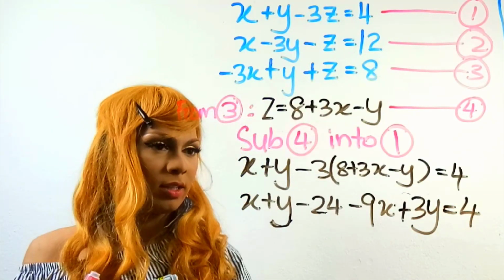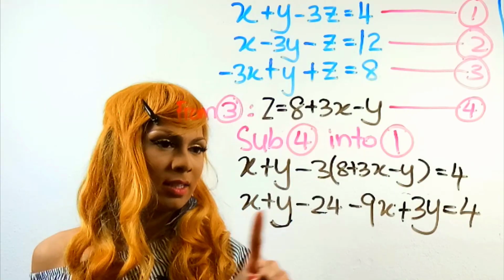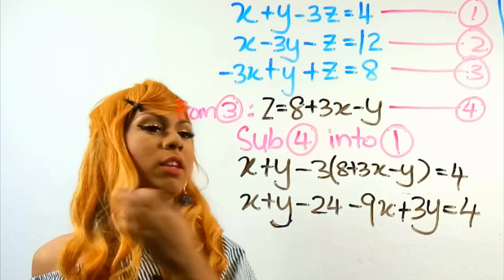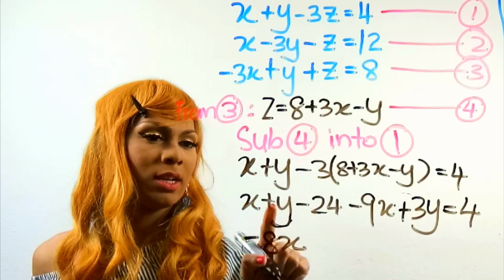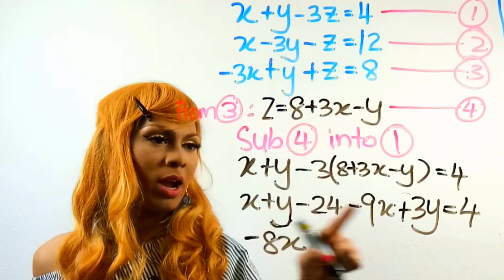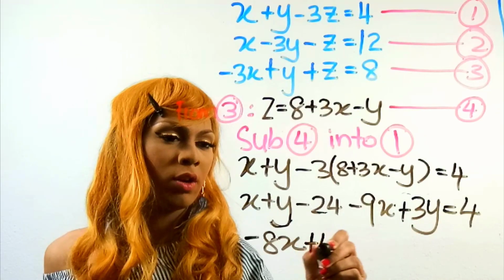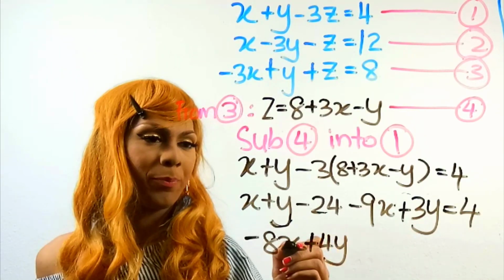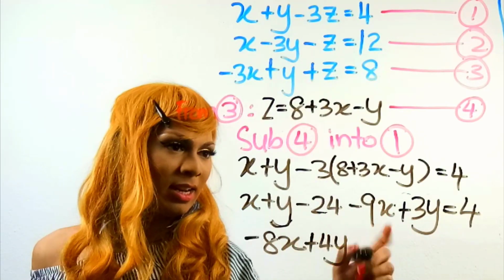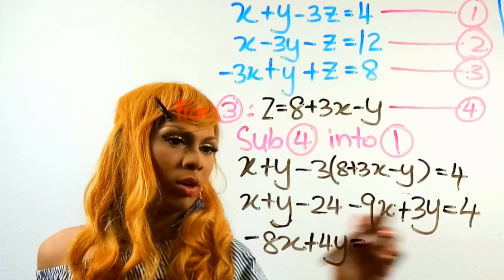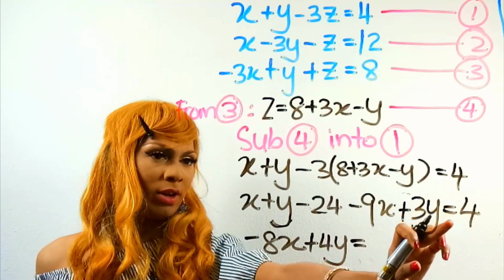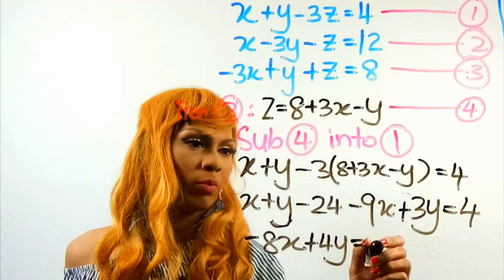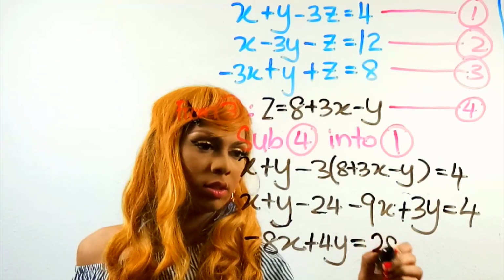Alright. Okay, so we can simplify this. x minus 1 minus negative 9 over here, so we would have negative 8x. y, 1y plus 3y, I will have positive 4y. Okay, and then we have this 4. So negative 24, bring it to that side, we would have plus 24, so 28.